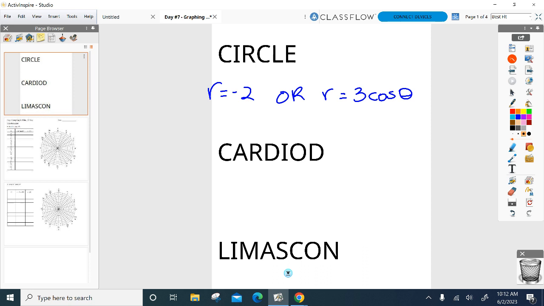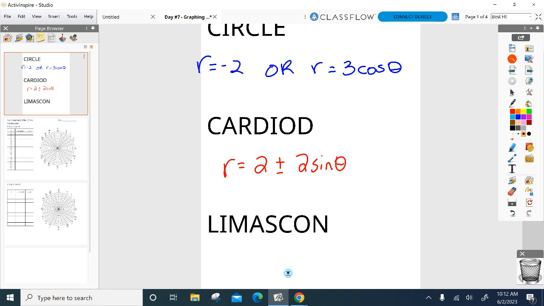Then we came to the heart graphs, the cardioids. That's going to be something like 2, and this could also be a minus, plus or minus 2 sine theta. I know it's going to be a heart or a cardioid when those two numbers match. That's the only time they have to match. And then this is what a couple of you struggled with yesterday, the limaçon, the loop within a loop. That's when the numbers are different.